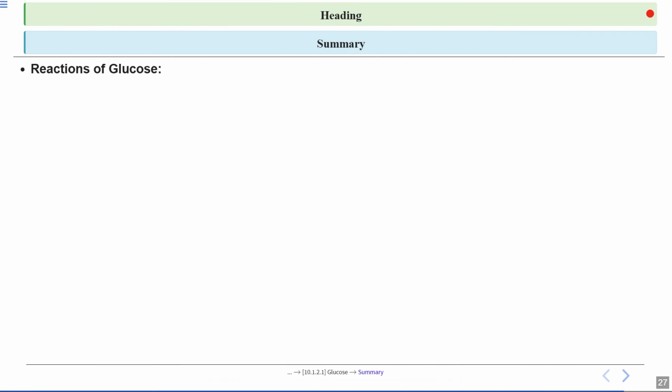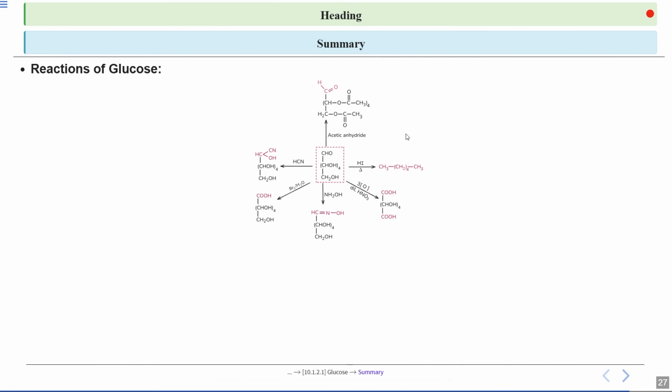Now let us summarize the reactions of glucose that we saw. When glucose reacts with acetic anhydride, it forms glucose pentaacetate, that is, 5 acetate groups get attached. When glucose reacts with hydrogen iodide, it forms n-hexane, that is, 6 carbons arranged in a straight line. When it reacts with dilute HNO3, it forms saccharic acid, where both COOH groups are present.